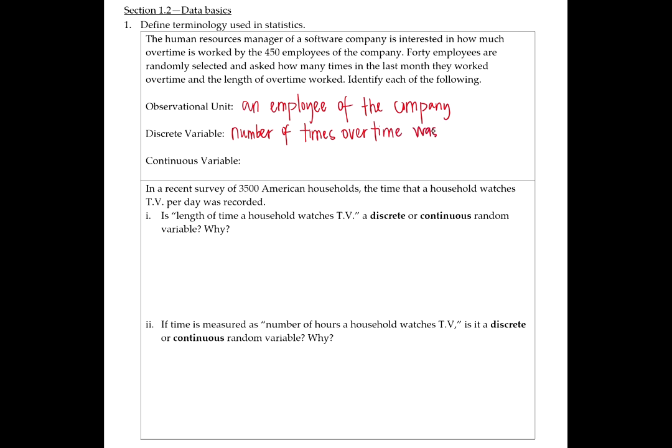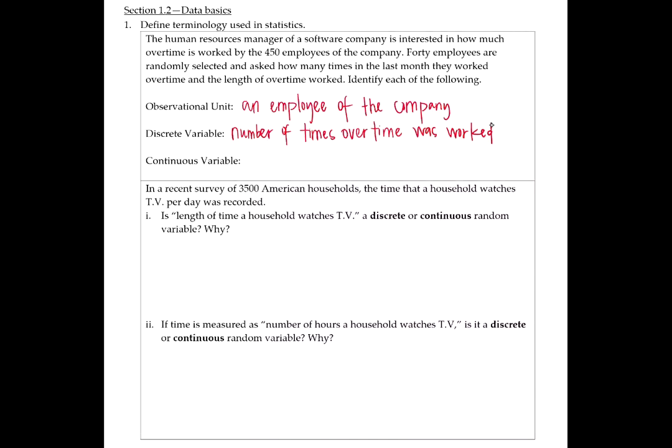So the number of times overtime was worked is an example of a discrete variable because they could have worked 0 times or 1 time or 2 times or up to however many days they worked in the last month, but you can't work half a time of overtime. So this is just you count the possible values that you could have.